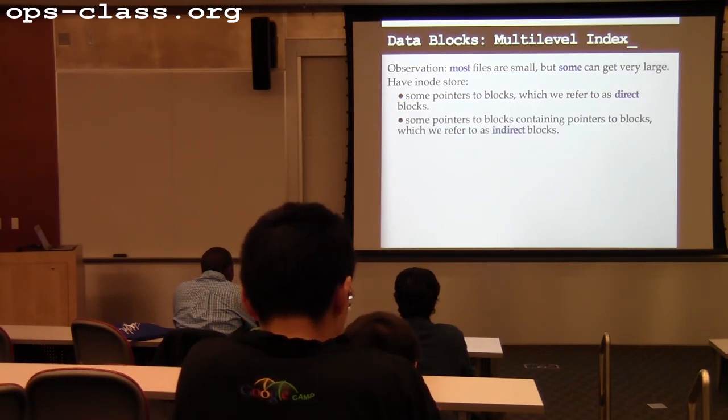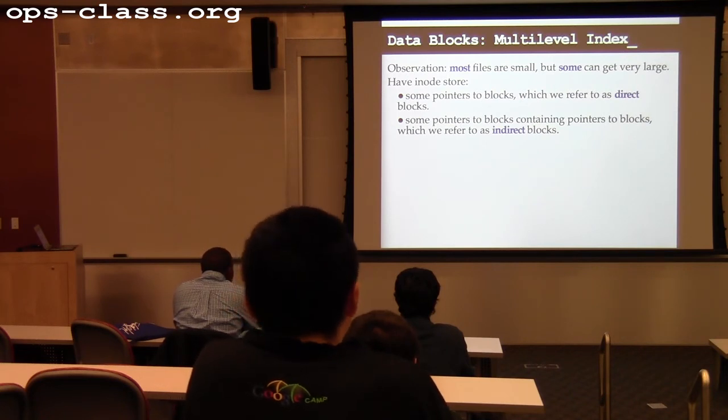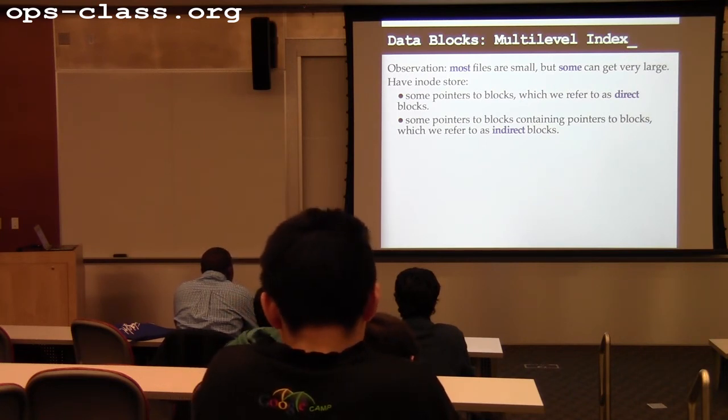As the file gets bigger, what I do is I start creating data blocks that are themselves full of pointers to other data blocks. This is kind of a second level of my tree, and I call these indirect blocks. What do I do when the file gets even bigger? Sam?